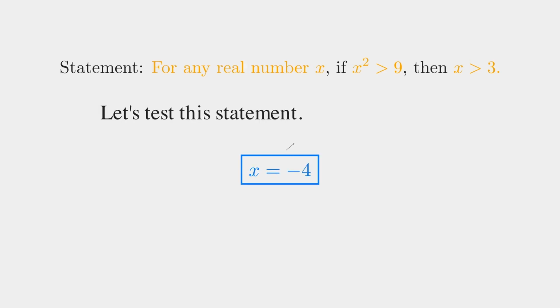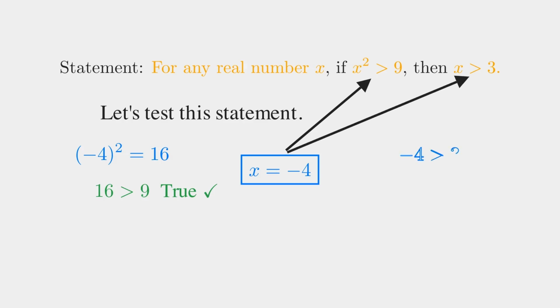Now check the condition. Is x squared bigger than 9? Minus 4 to the power of 2 is equal to 16. 16 is bigger than 9. The condition is true. Now let's check if x is bigger than 3. Minus 4 is bigger than 3? This is false. So it is not met.